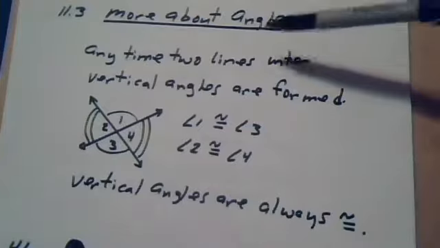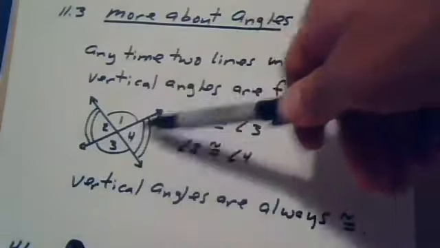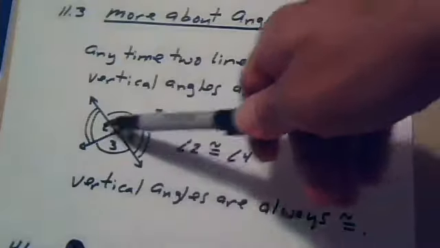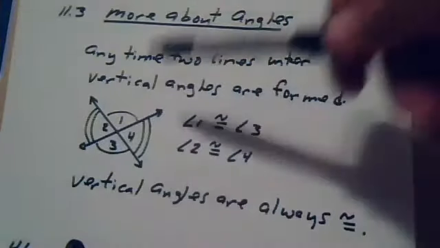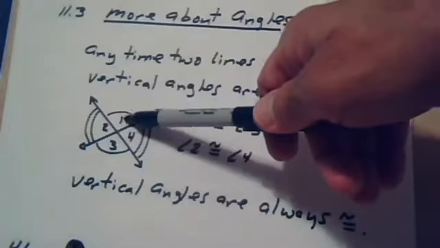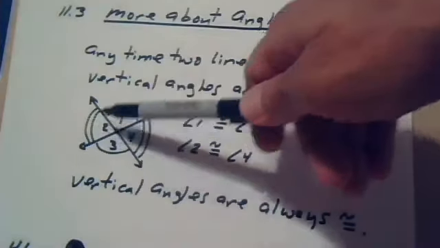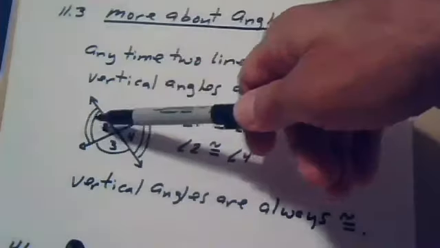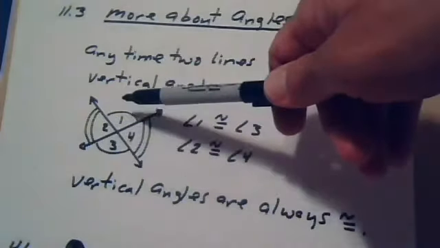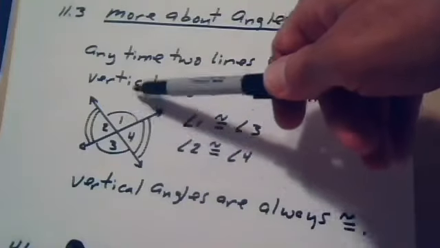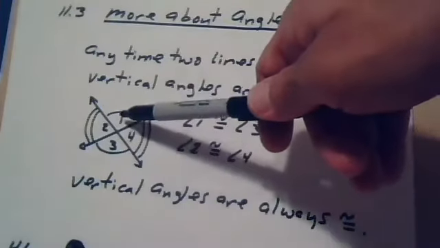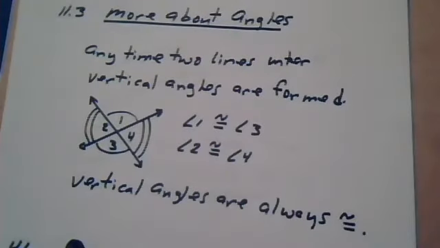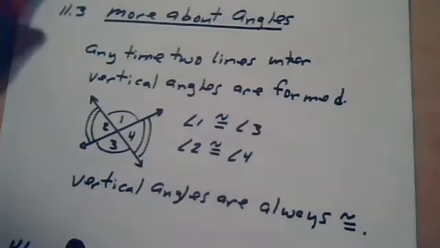More about angles. Anytime you cross 2 lines, you're going to form angles, and the ones that are looking at each other are always equal. These angles are called vertical angles. Angle 1 and angle 3 are vertical angles. Angle 2 and angle 4 are vertical angles. And what's so special about them? They're always equal. So if this was like 101 degrees, this would be 101 degrees. Vertical angles are always congruent.